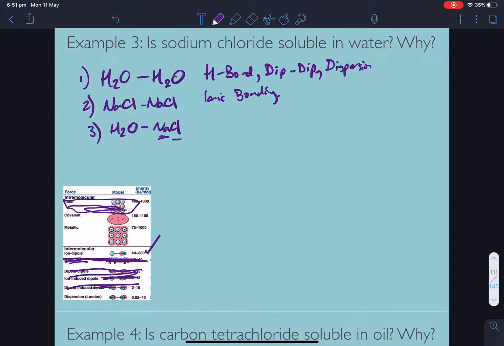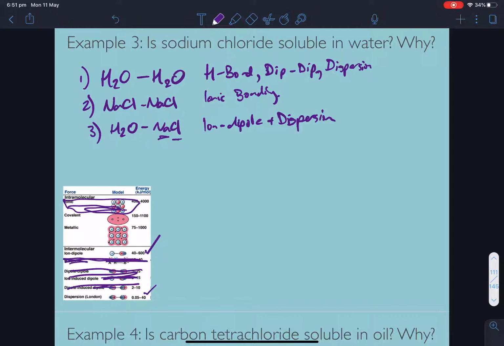There is actually dispersion between them, because they all have electrons. Remember, even though sodium loses electrons, it's still got its innermost shell. It just loses its valence electrons, so we still have dispersion in here. Okay, so we have ion dipole plus dispersion. Okay, let's look at the relative strengths here.